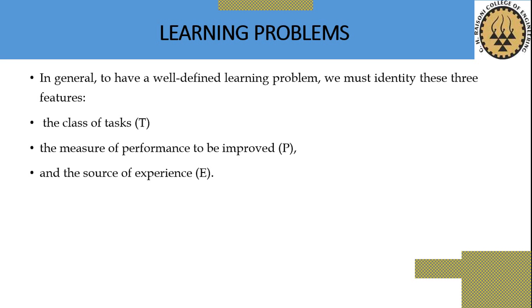So the first task of any machine learning algorithm is to find out what is the task, which task we have to perform using the machine learning algorithm. At the first stage, you have to find this out. In the second stage, you have to measure the performance, and if the performance is less, you have to improve it. And from performance, you will get an experience E.